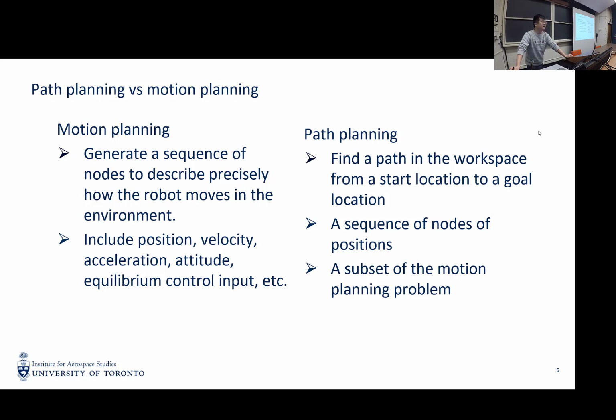But path planning, on the other hand, is a subset of motion planning. In this case, we only care about the position of the robot from one point to another. So we're basically generating a sequence of position points connecting the starting position and the end position, so that the robot can just follow the waypoints to get to the final destination.